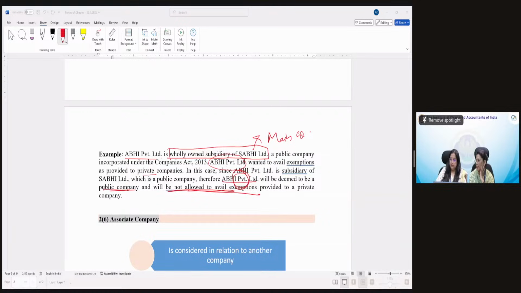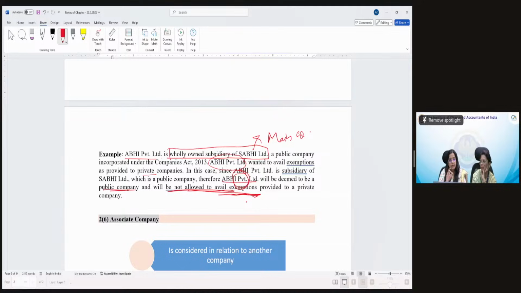Yes, subsidiary. So it's a subsidiary. That is right. The subsidiary company is of a public company. Now it is very clear that it cannot avail the exemptions, because it is deemed a public company. Yes, correct. Now Abhi Private Limited is deemed as a public company. The correct word to use here, unlike what students are writing, is not that it will be a public company. No, it will be deemed to be a public company.